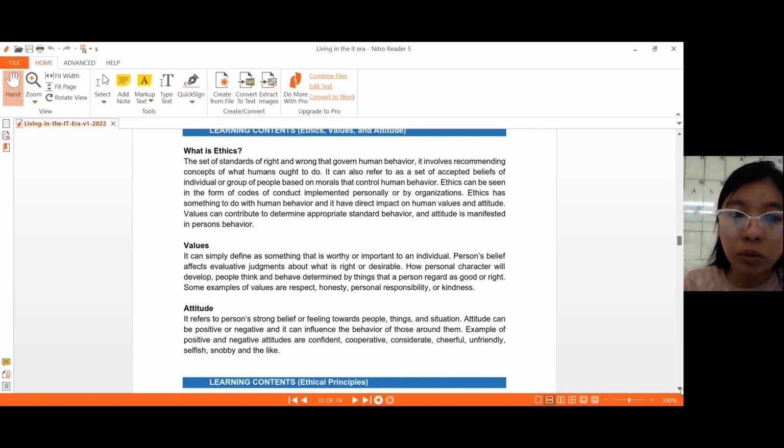So personal character will develop. People think and behave as determined by things that a person regards as good or right. Some examples of values are respect, honesty, personal responsibility, or kindness.